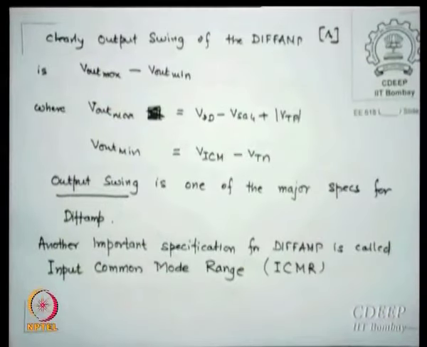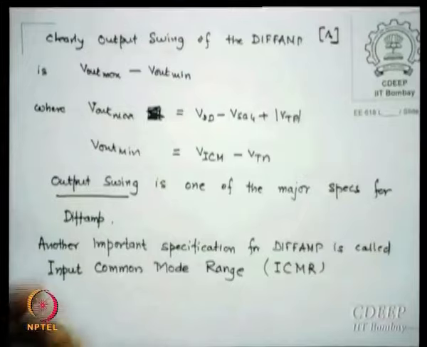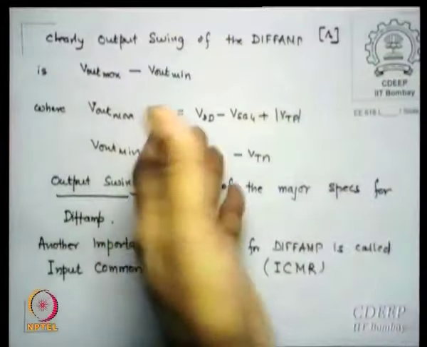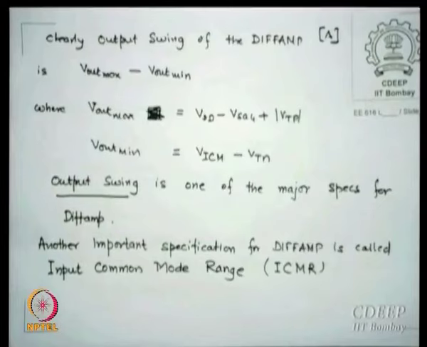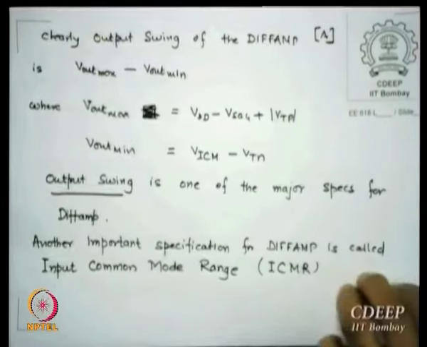Is that correct? Okay. So one parameter, or one specification of the diff amp we have seen, gain. Other we have seen the output resistance. Third we have seen swing. And the fourth we will now see, which is what is called the input common mode range, ICMR. So now I will derive that ICMR. Another important specification of a diff amp is called input common mode range. Okay. Is that okay? So should we go ahead?